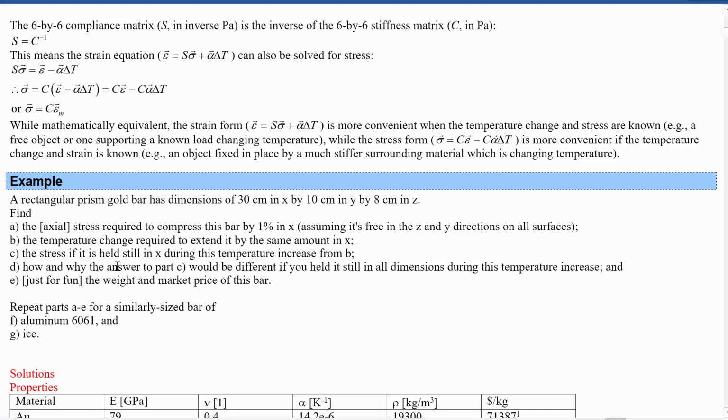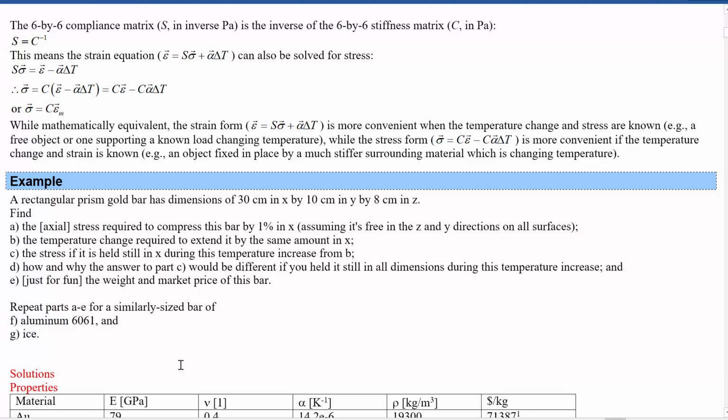And then how and why the answer to this part would be different if we held it still in all the dimensions during this temperature increase. And finally, how much the weight and market price is of this bar of gold. Then we're going to repeat this for a similarly sized bar of aluminum 6061 and ice.